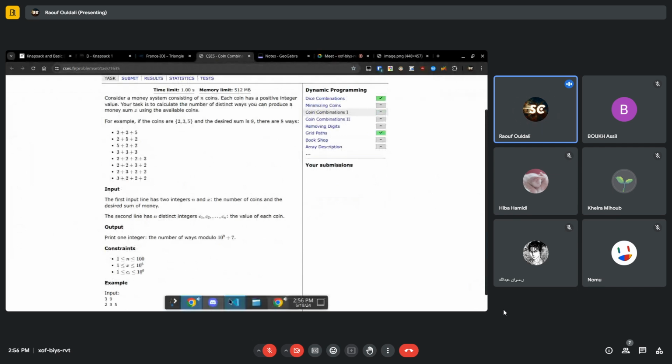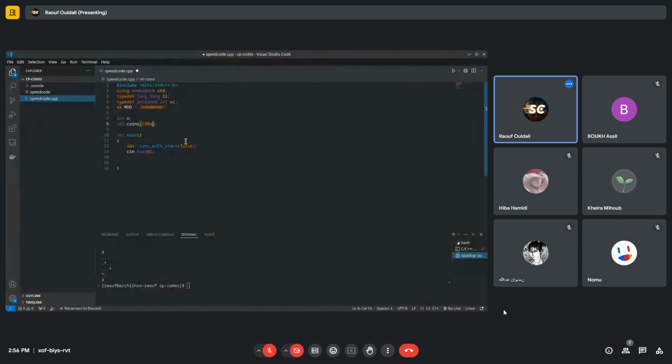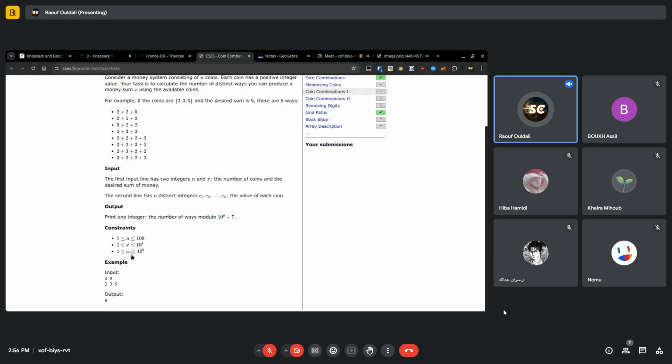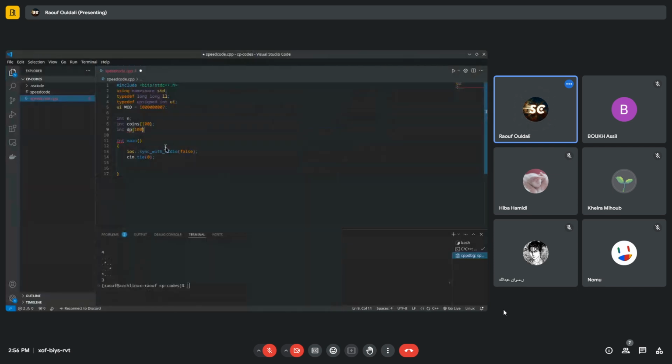Okay, it's 100. Okay, and int dp, what's the upper bound of x? It's 10 to the power of 6. Okay, perfect. We also have that dp of 0 is 1, because there is exactly one way to have x equals 0.